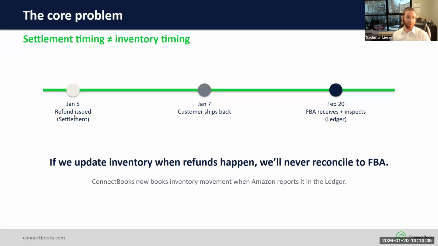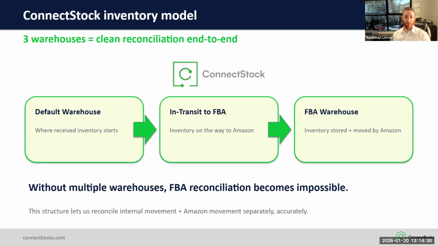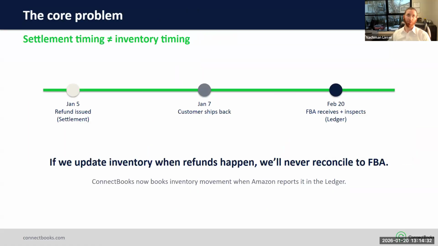So January 5th, the refund gets issued, the customer ships it back January 7th, and Amazon doesn't inspect it till February 20th. For example, we would record the sale, we would take the money part right away, based on the settlement, January 5th. However, we wouldn't calculate any cost of goods sold at that point. We would only calculate the cost of goods sold on February 20th when that goes back into Amazon. And the idea of that is that that's how you're able to properly reconcile.